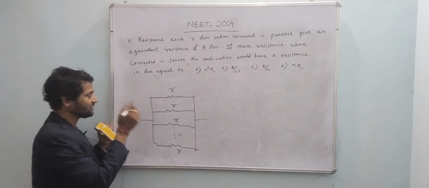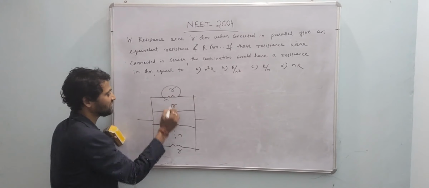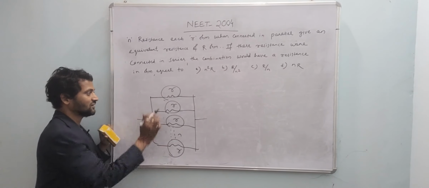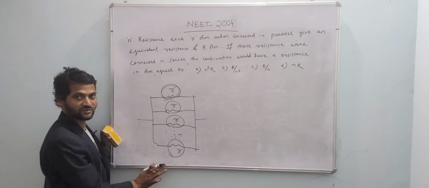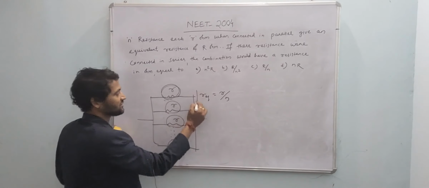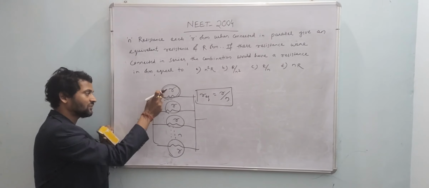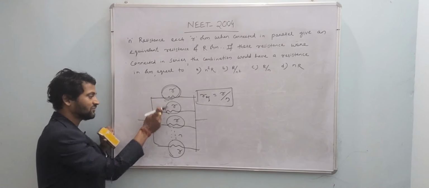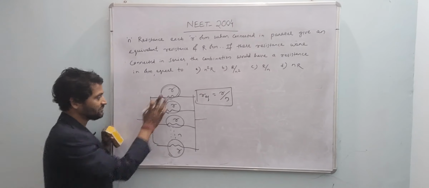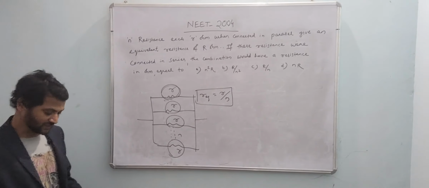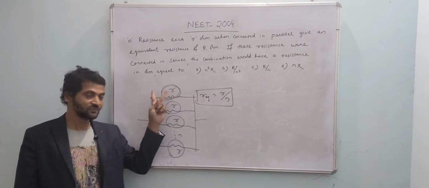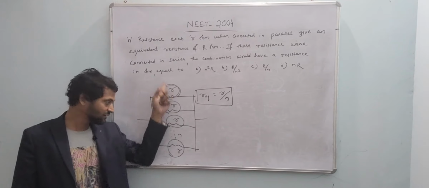So you go for this shortcut. The shortcut is: if all the resistances have equal values and are connected in parallel, then the answer is the value of each resistance divided by the number of resistances. So each resistance is R, the number of resistances is n, so your answer will be R by n. If it were 5 and 5, the answer would be 5 by 2; 5, 5, 5, the answer would be 5 by 3; 5, 5, 5, 5, the answer would be 5 by 4. So remember this: if equal magnitudes of resistance are connected in parallel, then the answer will be the resistance of each resistor divided by the number of resistors.